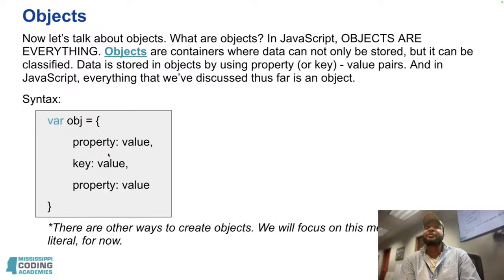This is how they're named. And again, notice that this is all inside of a curly brace. So that is how we can recognize what an object is, by being inside of a curly brace and key value pairs. There are other ways to create objects, but we're going to focus on this method here, which is called the object literal.